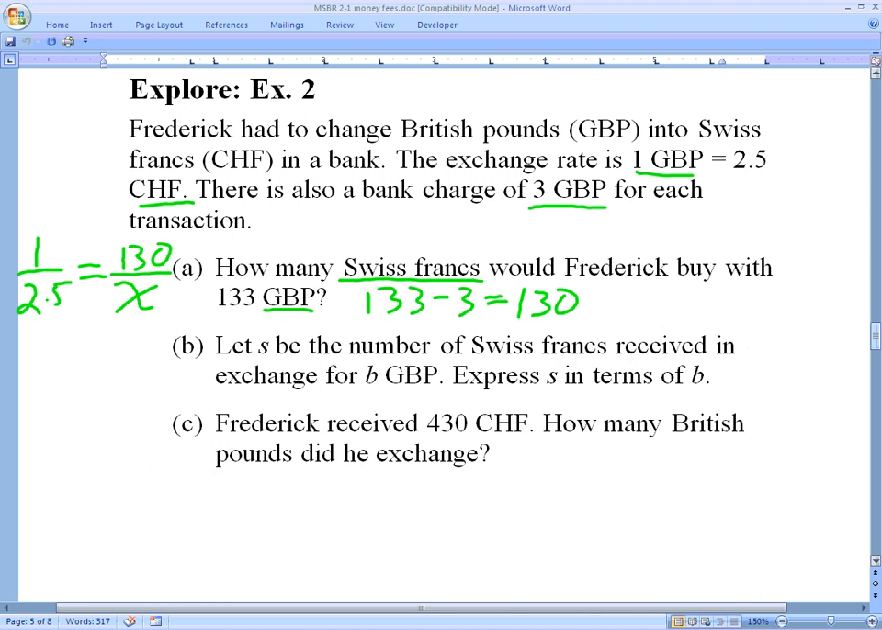So we go ahead and we cross multiply. We get 1 times x, which is x. And then we have 130 times 2.5, which gives us 325. And our label on that would be Swiss francs.